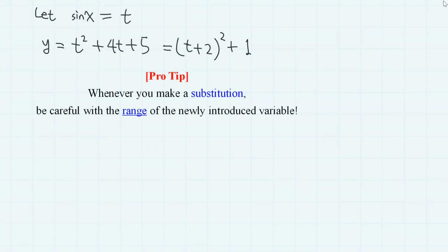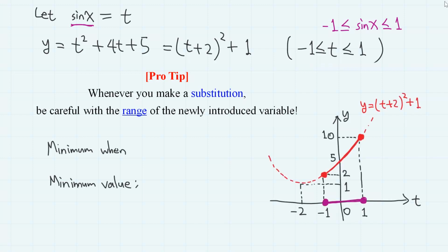And here comes the range consideration. Here, t equals sine x, and since sine x has a range greater than or equal to minus 1 and less than or equal to 1, we have the range condition t is greater than or equal to minus 1 and less than or equal to 1. Therefore, if we search for the minimum under this condition, y is minimum when t equals minus 1, and the minimum value is (minus 1 plus 2) squared plus 1, which is 2.